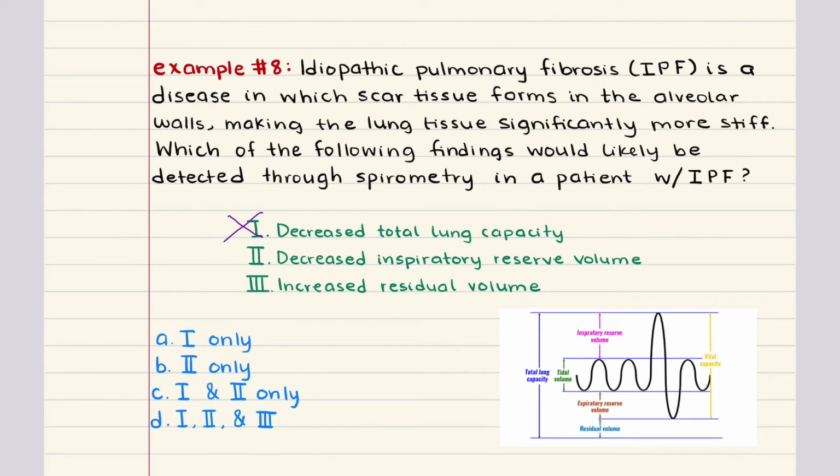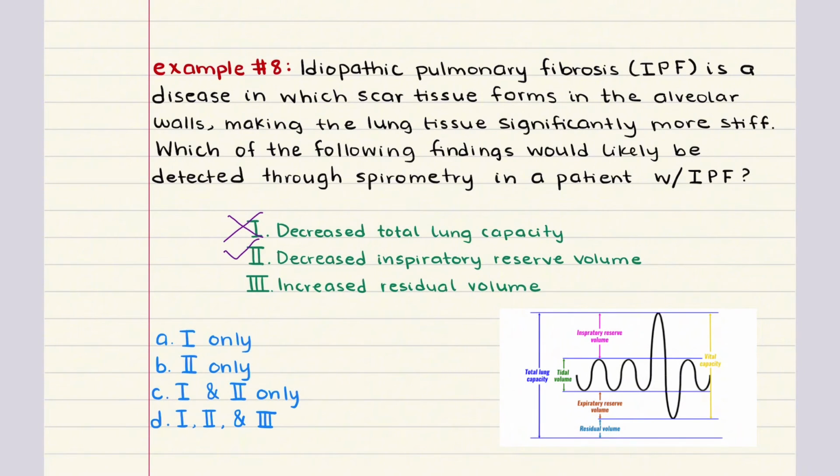Statement 2 says decreased inspiratory reserve volume. This can be measured by spirometry. It's the extra volume of air that you can inhale after a normal breath. In IPF, this value would be reduced because the lungs can't expand easily. So statement 2 is correct.